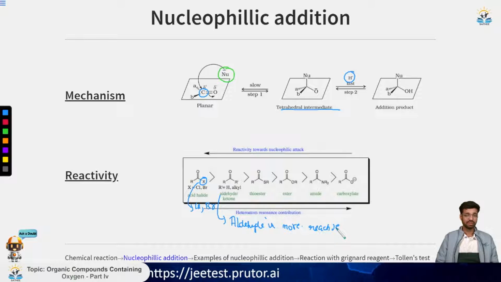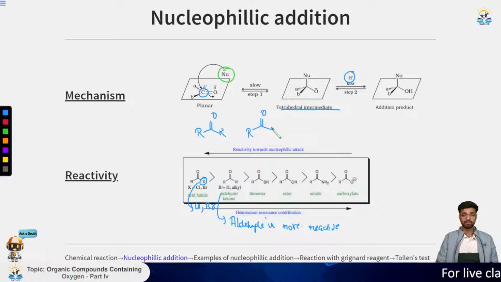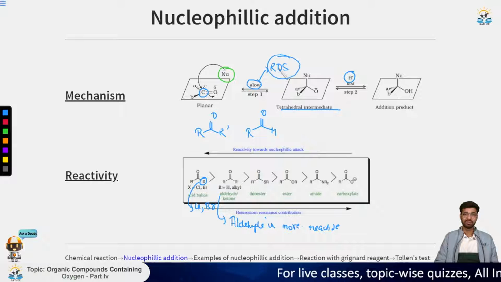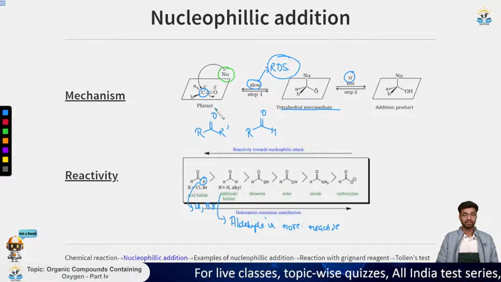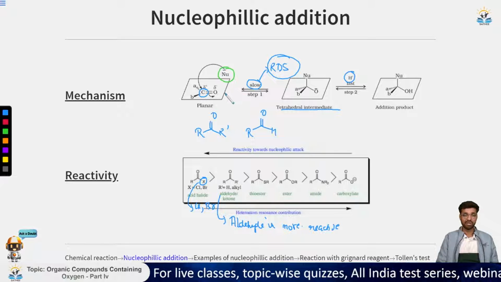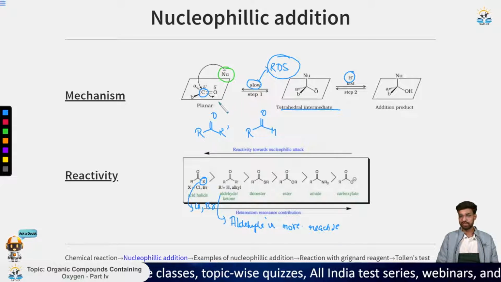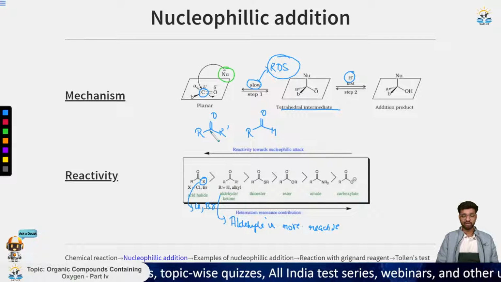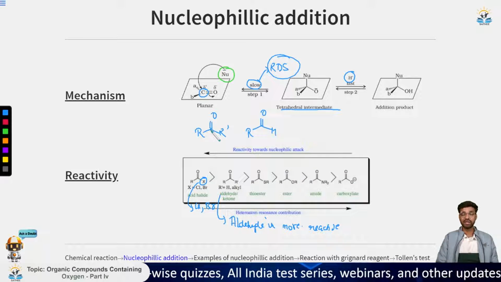So what is the reason for this? If you see a ketone group, suppose this is the ketone group, and you compare it with the aldehyde group, you can see very well that during the nucleophilic attack, which is the slow process or the RDS, the rate determining step, what happens? The feasibility of the attack of the nucleophile will decide whether the reaction will go slow or fast. Now the feasibility of the attack will depend upon the steric hindrance.